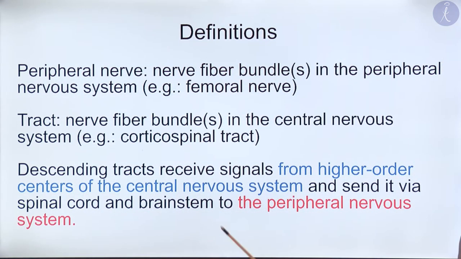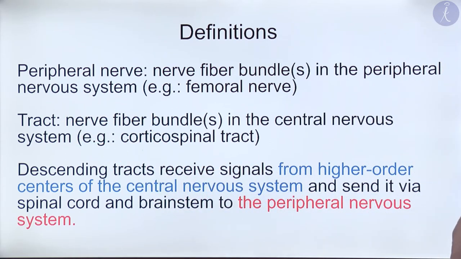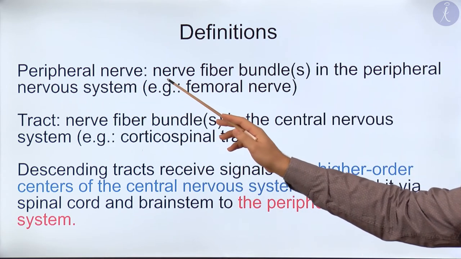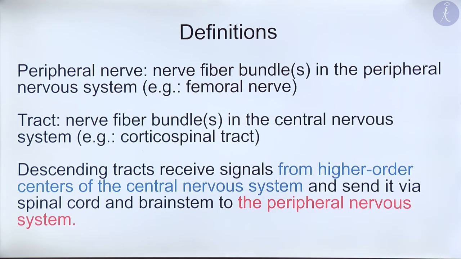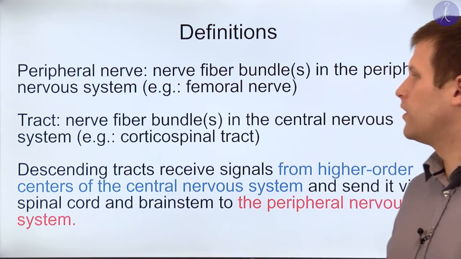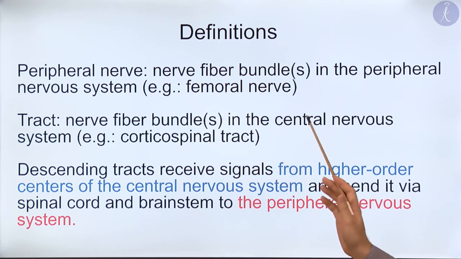Last time, we defined those structures which practically build up and organize these tracts and the nervous system. We agreed that the peripheral nerve is formed by nerve fiber bundles in the peripheral nervous system. Meanwhile, the tracts were those structures where the nerve fiber bundles are located inside the central nervous system.